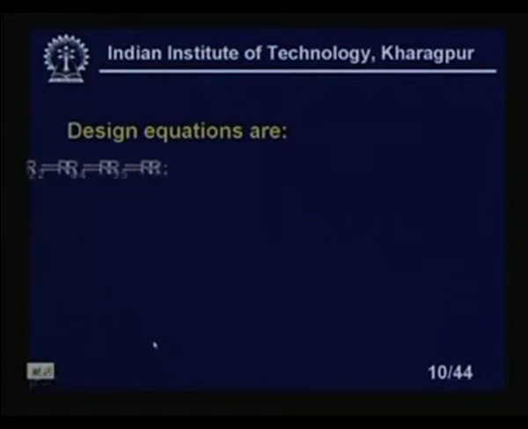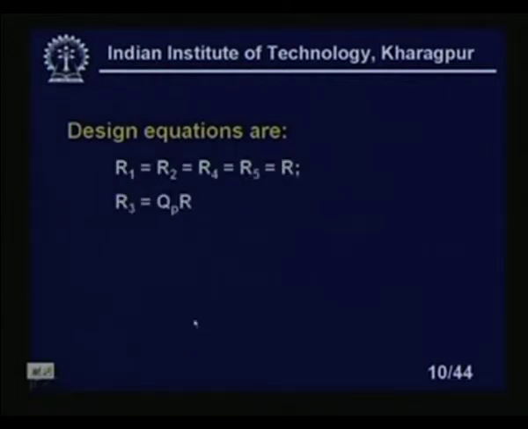So, the design equations are: R1, R2, R4, R5 equal to R, R3 equal to QP times R, and C1, C2 all equal to C. You can take C as 1 farad, and accordingly the resistance will come. C multiplied by R equal to 1 by omega p. So, omega p equal to 1 by CR.